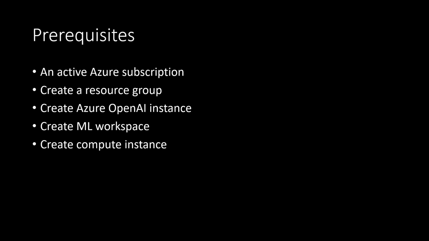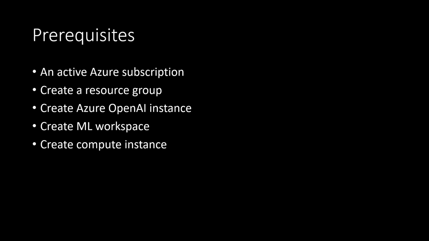So before we get started, these are the few things you need to make sure that these are in place. So first of all, you need an active Azure subscription. Then you need to create a resource group. We also need Azure OpenAI instance because I'm going to do this using Azure OpenAI instance. But if you are using any other LLM, you can also integrate it over there. Like most of the LLMs can be integrated with Azure Prompt Flow. Then you need to create ML workspace, and we also need a compute instance where our workflow is going to run. So all these things I have already explained in my previous video of the same series.